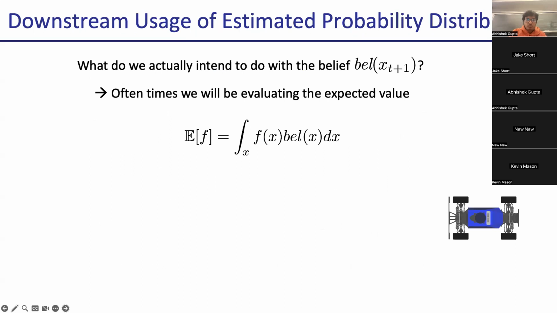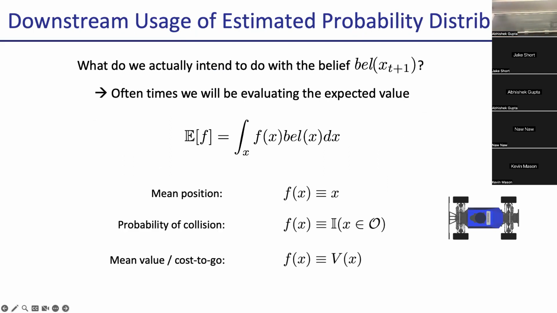Okay. So typically you want to do things like compute the mean position, compute the probability of collision. You want to compute the value function, which is the expected cost in the future, right? And so you never want to actually deal with the probability distribution. You want to use the probability distribution to compute some averages, right? So for our car, we might want to minimize the probability of collision, or we might want to minimize the cost to go, or the average cost to go, right? In all of these cases, you just want an average. And the trick is that averages can be estimated by samples. That's the whole trick.